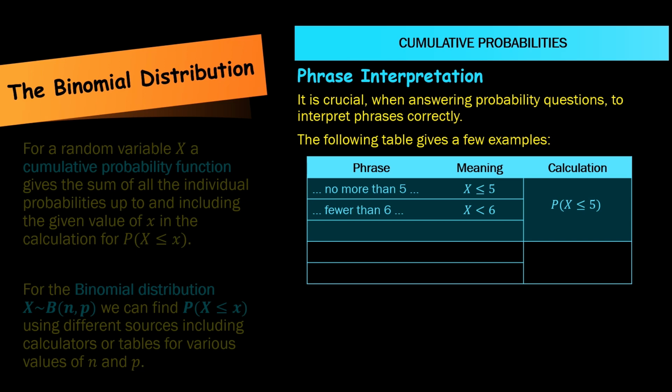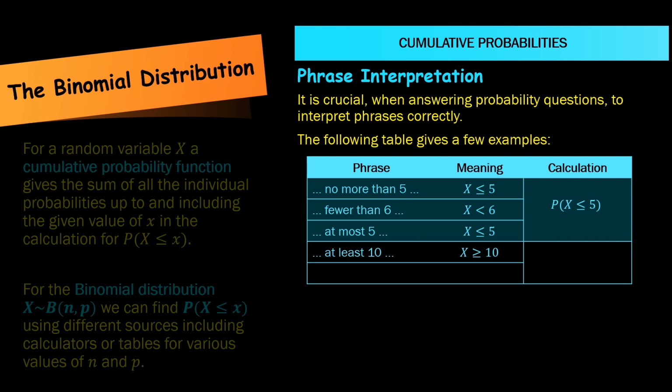If we have fewer than 6, we mean x less than 6. And again, the relevant calculation is, of course, probability x less than or equal to 5. If we say at most 5, this again means x less than or equal to 5. So the relevant calculation again is the same as shown.